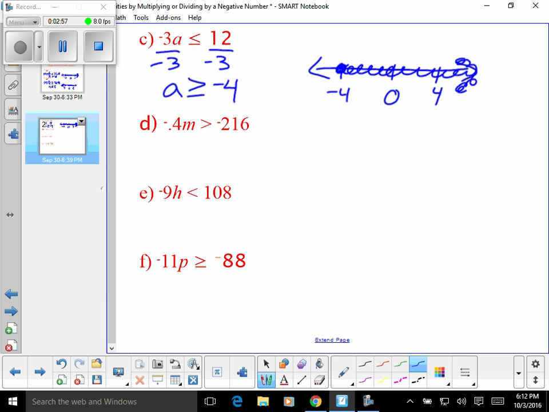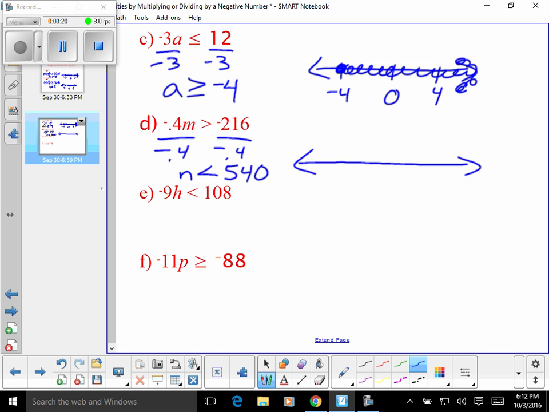At this point, hit pause, and you do the next three, and then I'll show you how to do them. We'll be dividing by -0.4. Make sure you change that direction, and it should be 540. We'll want an open circle, and everything less than that.